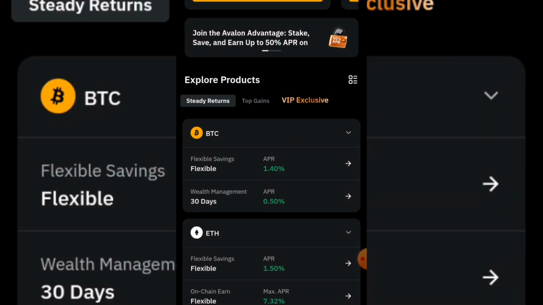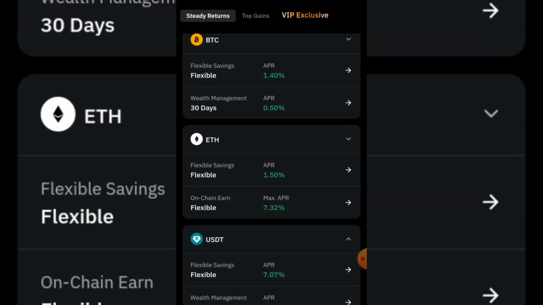So what you have to do here is you scroll through. You can see that when you invest in Bitcoin, this is a yearly percentage. When you invest in Bitcoin, this is how much you make: 1.4% flexible. Then for 30 days you get 55 cents, that's 5% or so.